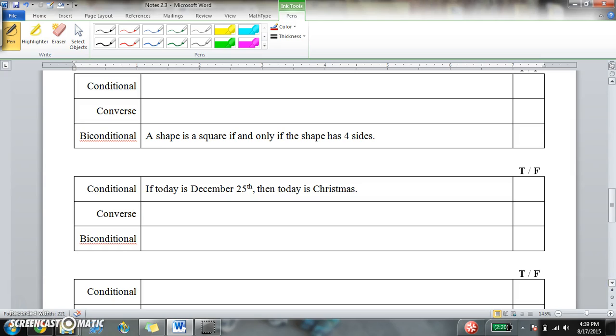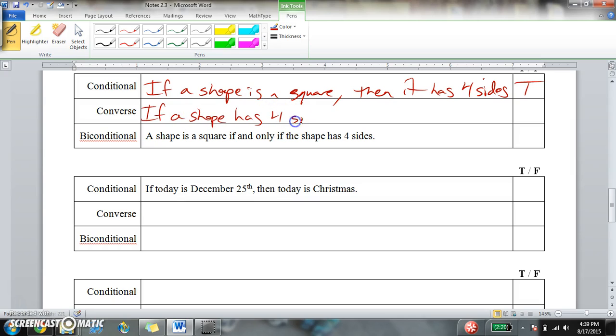Another one, the biconditional is, a shape is a square if and only if the shape has four sides. So the conditional would be, if a shape is a square, then it has four sides. That would be a true statement because all squares have four sides. The converse would be, if a shape has four sides, then it is a square.